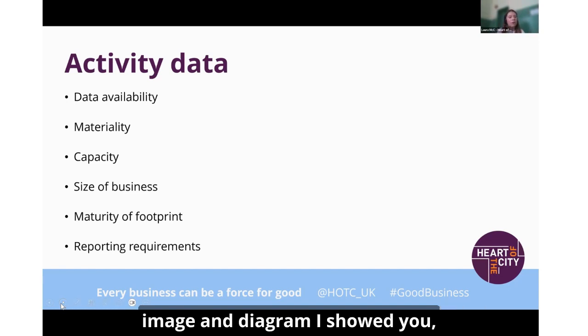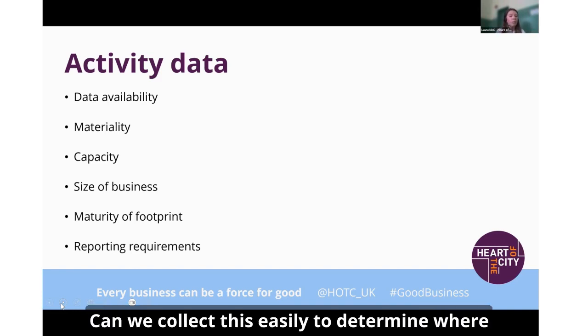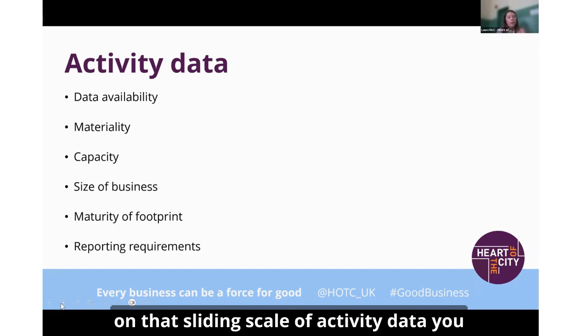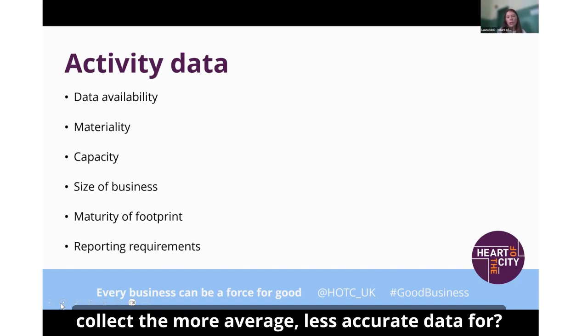It's worth, for each of the 20 categories in that image and diagram I showed you, really mapping out what data do you have? Is this material to our business? Can we collect this easily? To determine where on that sliding scale of activity data you would fall, and what you would collect the really, really accurate data for, and what you would collect the more average, less accurate data for.